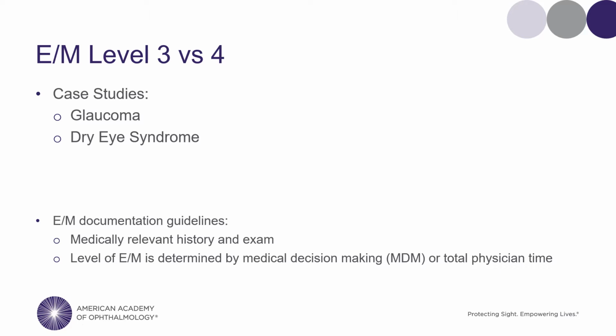As a reminder, to meet the E&M documentation guidelines that were implemented January 1st, 2021, document a medically relevant history and exam as determined by the physician. The level of E&M is determined by medical decision-making or total physician time. For the purposes of this video, we will be discussing medical decision-making. We will be using your charts as examples and discussing key documentation guidelines that contribute to the overall medical decision-making and the level of E&M.